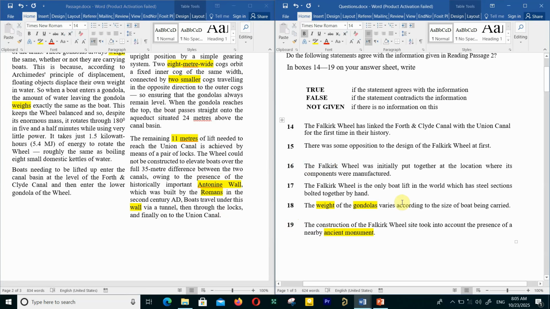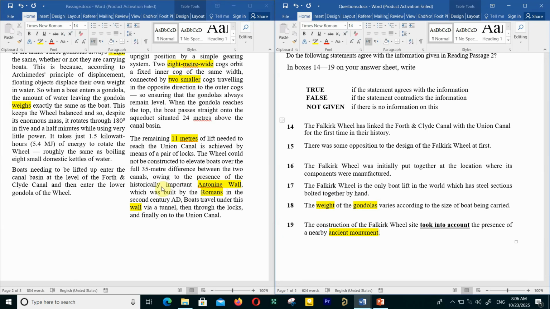And how about other questions? Actually, we can just write it down right now, because we are in that place. No problem with that. We already found ancient monument here. So here it says that the construction of the Falkirk Wheel site took into account the presence of a nearby ancient monument.